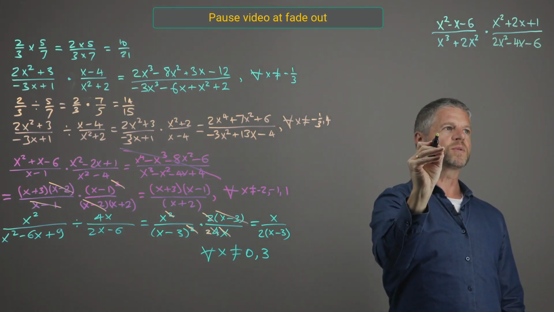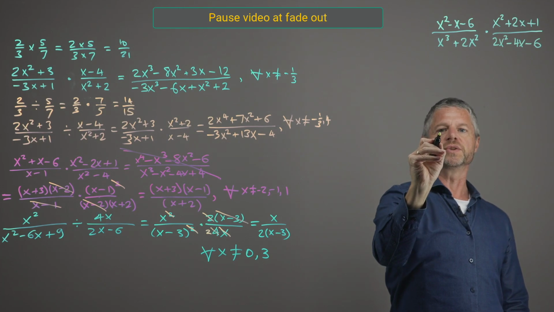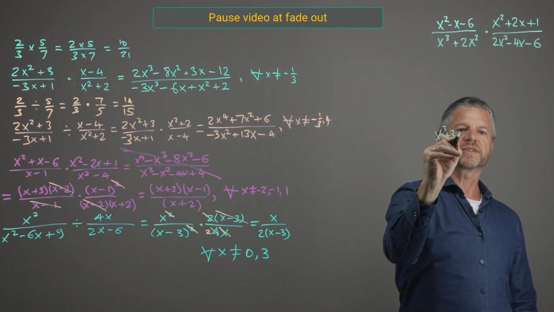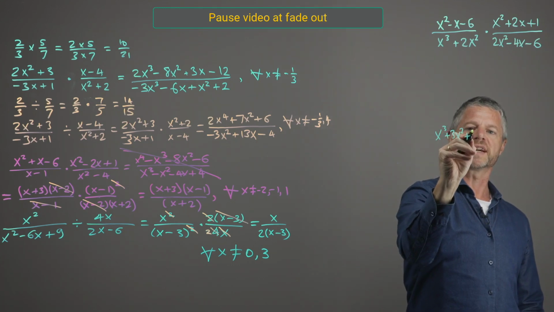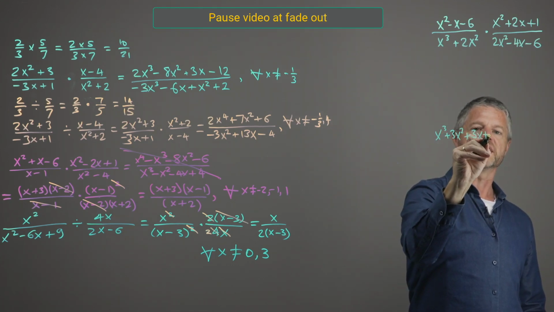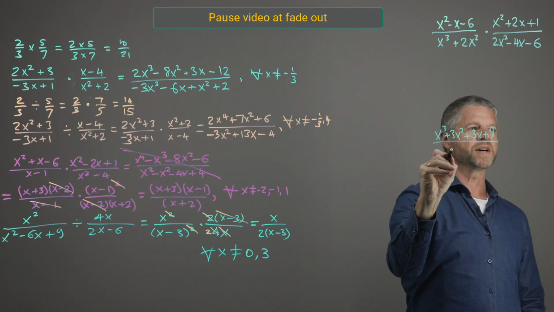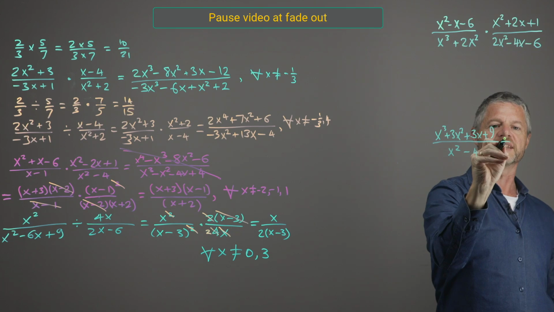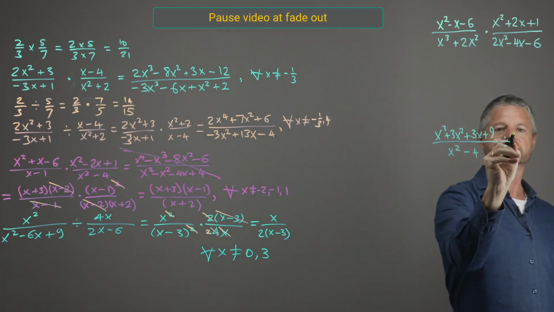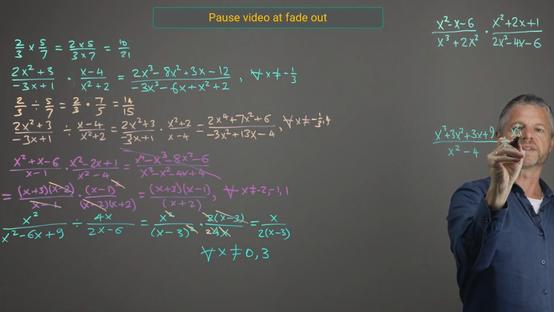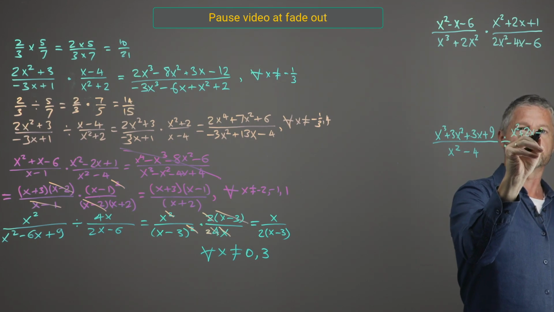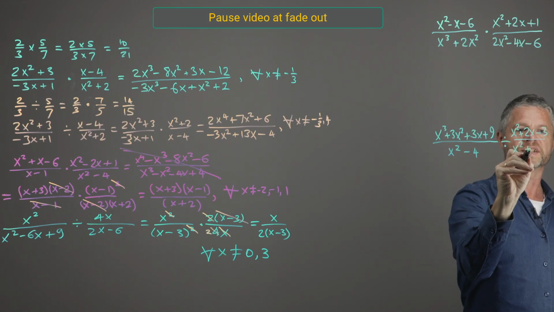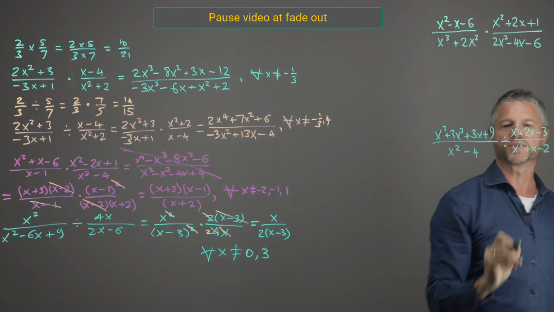And then the second one, let's do x cubed plus 3x squared plus 3x plus 9 divided by x squared minus 4. And let's divide that by x squared plus 2x minus 3 over x squared plus x minus 2.